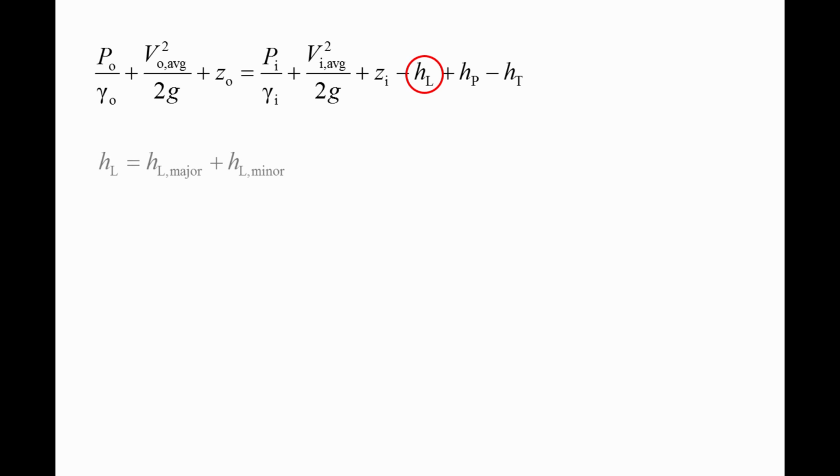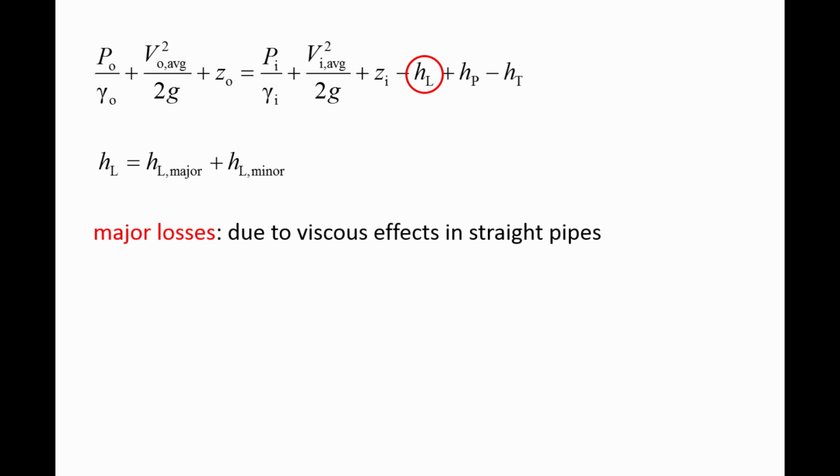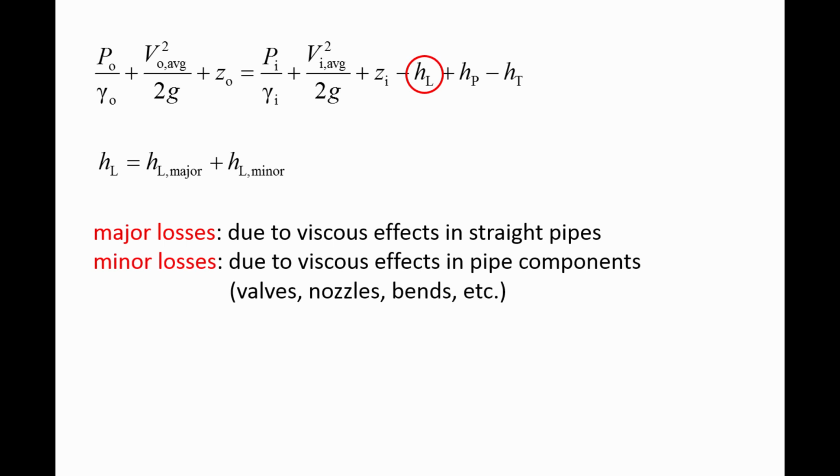For convenience, the head loss is broken into two parts: the major losses, denoted by HL major, and the minor losses, denoted by HL minor. The major losses are related to viscous effects in straight pipes only. The minor losses are related to viscous effects in pipe components, such as valves, nozzles, bends, and so on. This lesson will only focus on the major losses. The minor losses will be discussed in a separate video.